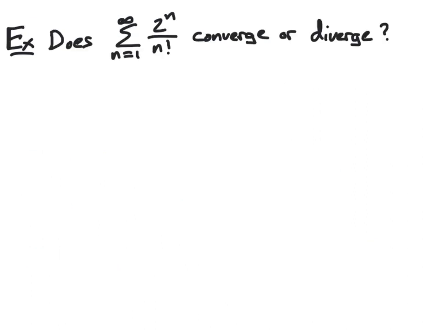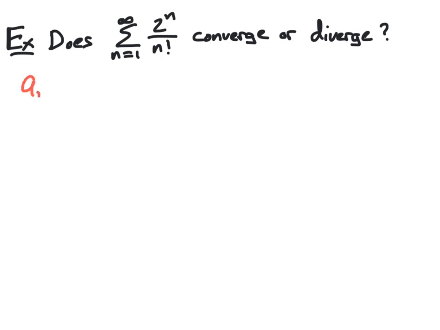In our first example, we want to determine whether the series from n equal 1 to infinity of 2 to the n over n factorial converges or diverges. The term of our series here involves an exponential 2 to the n as well as a factorial, and so this is an indication that the ratio test is an appropriate test to try.